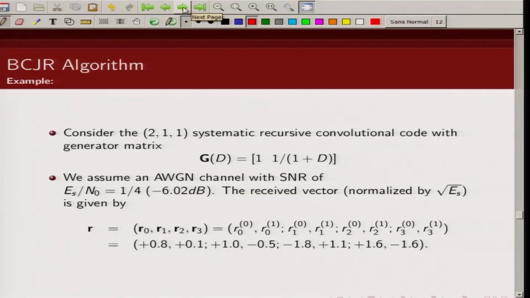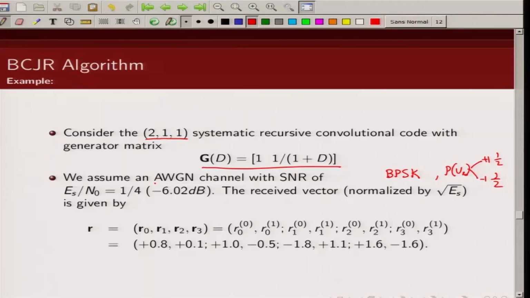Okay, so let us now show the same using an example. We are going to consider an example to illustrate how we can do BCJR decoding. We are considering a rate 1/2 convolutional code with memory 1, whose generator matrix is given by this. We are considering BPSK modulation, and we are assuming that the input bit u_l is equally likely to be plus 1 or minus 1, with probability half each.